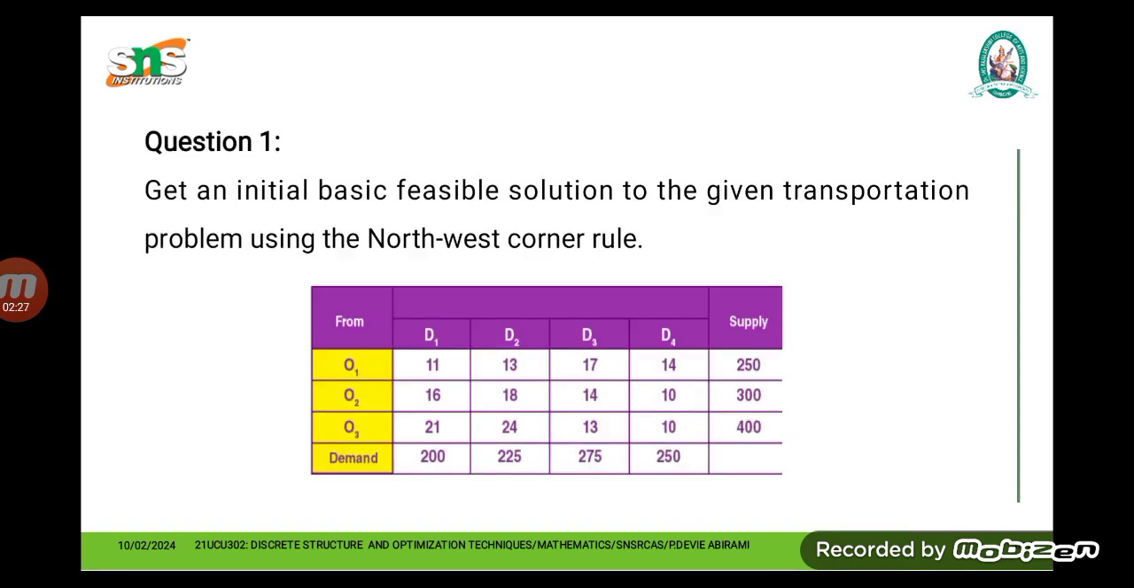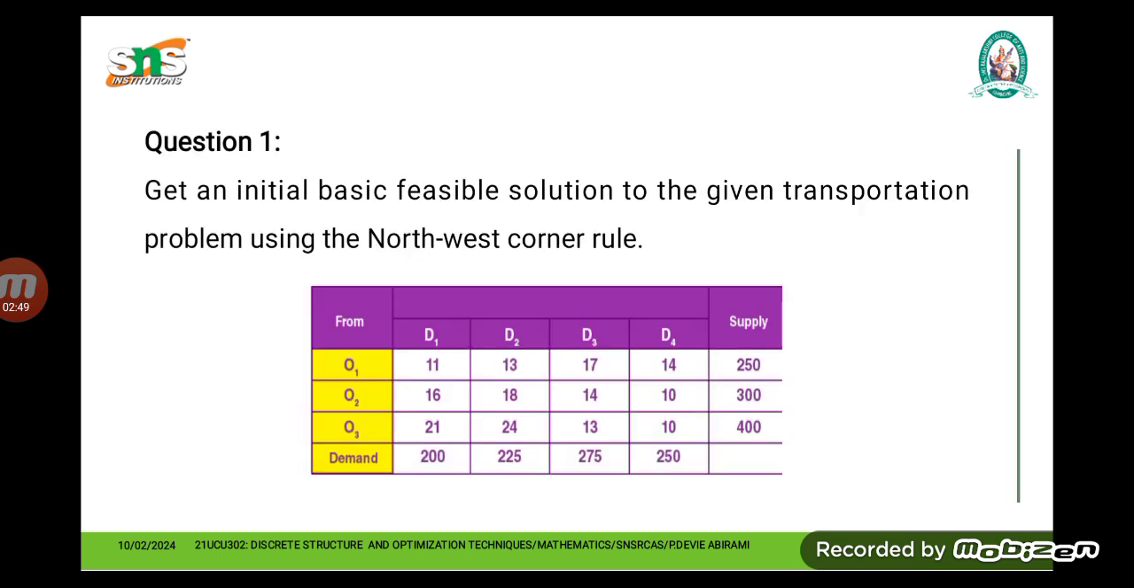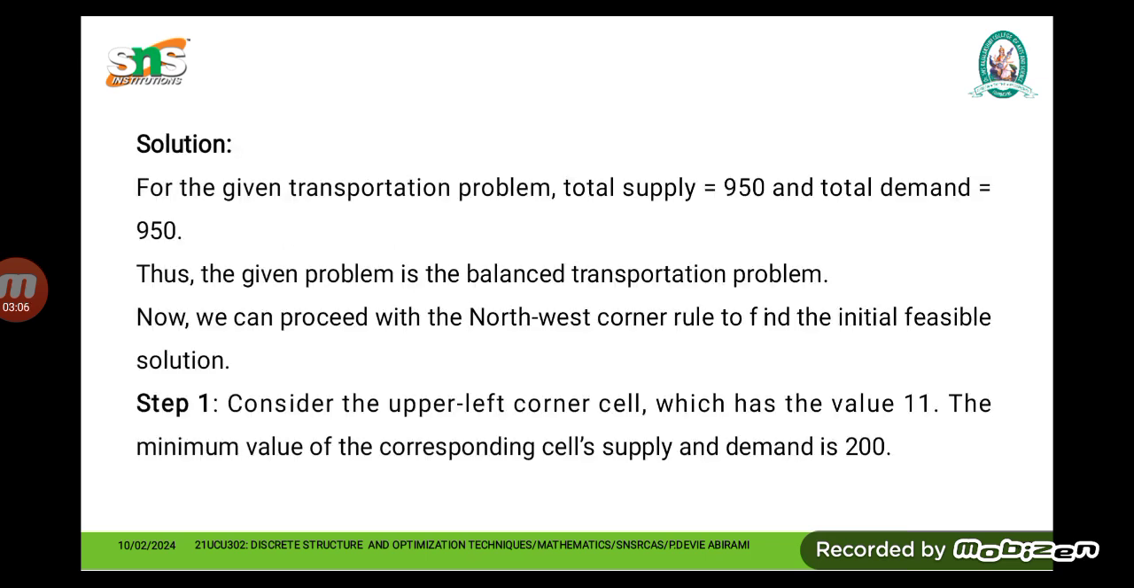Our first problem is to get an initial basic feasible solution. Whatever the solution we are having is said to be an initial basic feasible solution for this problem by using northwest corner rule. Here our total supply is 950 and our total demand is 950. That is, in our right corner we are having the supply. If we add 250 plus 300 plus 400, we will get the value as 950. Similarly, if we add the demand values, we will get 950. Hence our problem is balanced.